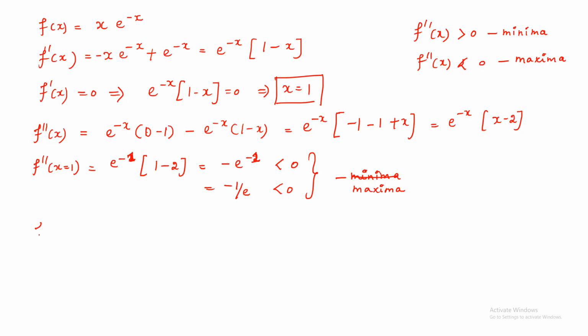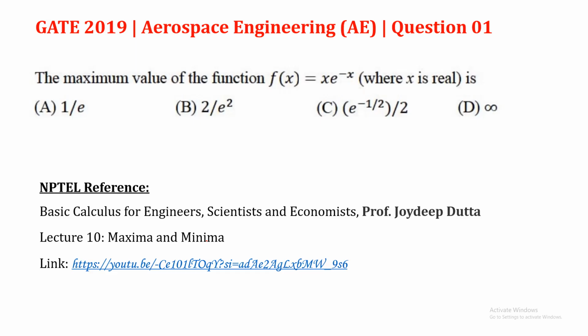Now let's find the maximum value of the function. 1 times e power minus 1, which is 1 by e, right? This is the answer for this question. Let's go and check the options. So our option A has 1 by e, which is the correct answer for this question.